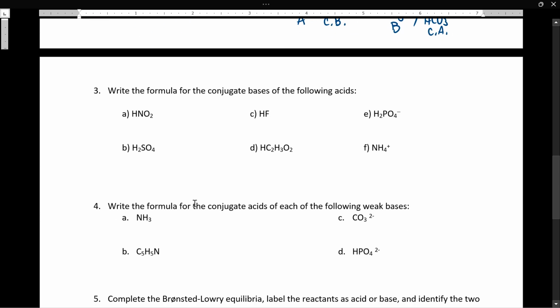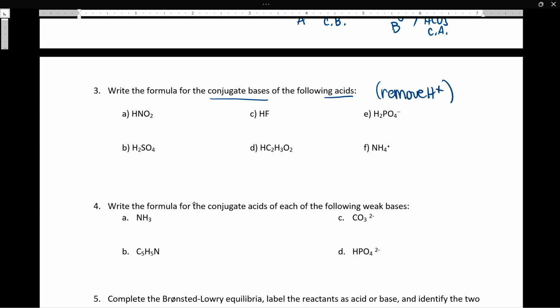So writing the formula for the conjugate bases for the following acids, all I'm going to do is remove a hydrogen. So when you do this, on the one hand, it's really easy, just take a hydrogen away. But the one thing you want to be careful with is charge. So whenever you remove a hydrogen, you're removing a positive charge. So neutral things become a negative 1. So like H2SO4 becomes just HSO4. HF becomes F, and these all have negative 1 charges. HC2H3O2, I'm going to remove 1 hydrogen and make C2H3O2.